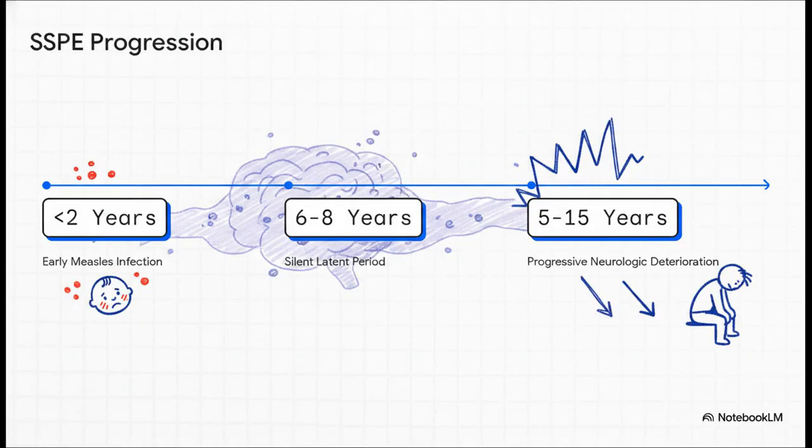When we look at this terrifying complication of a vaccine-preventable disease, the timeline we're tracking is a classic high-yield board fact. Stage 1 is an early measles infection, usually happening before the age of 2. Then comes this silent, latent period lasting roughly 6 to 8 years, where a chronic, non-permissive infection just slowly smolders away in the brain. Finally, usually between the ages of 5 and 15, the child starts experiencing progressive neurologic deterioration. It often begins super subtly, maybe a drop in school performance or minor personality changes, but it relentlessly progresses to seizures, ataxia, and eventually a quadriplegic, unresponsive state.